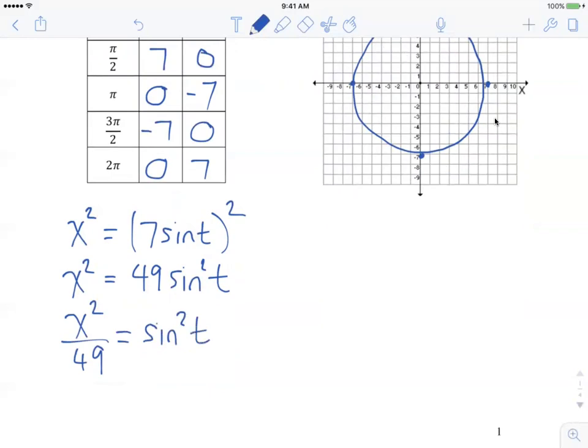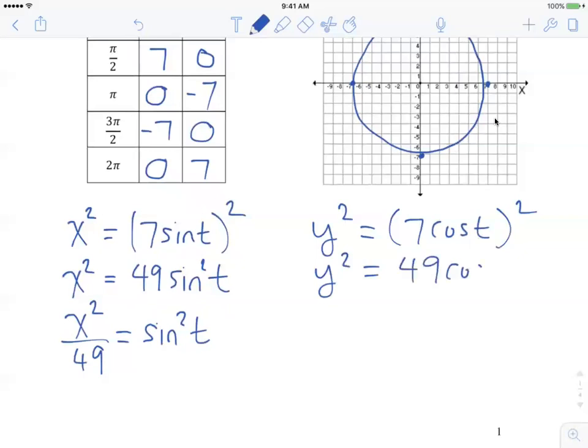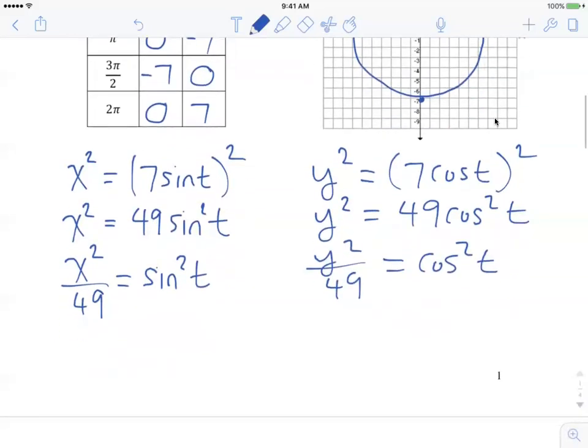Okay. Now let's also do that for the y equation. So y squared is equal to 7 cosine t, squared. So I'm going to get y squared equals 49 cosine squared t. So y squared over 49 equals cosine squared.